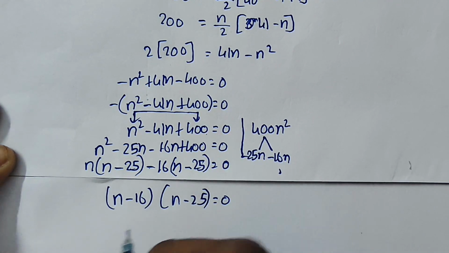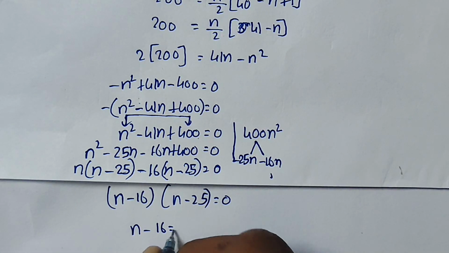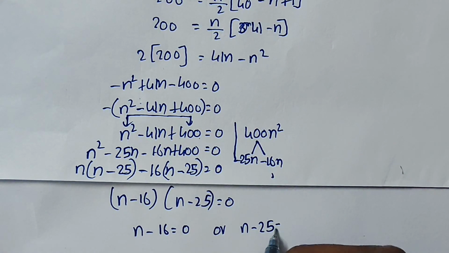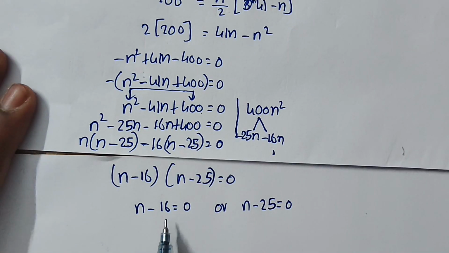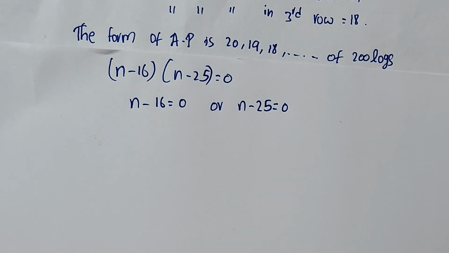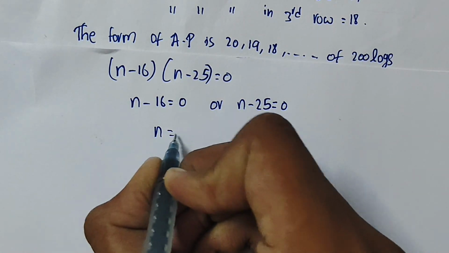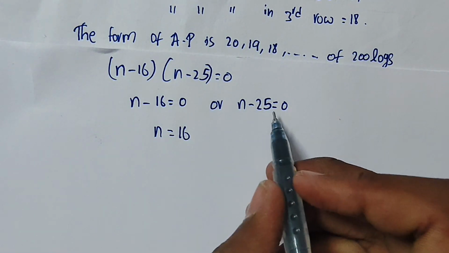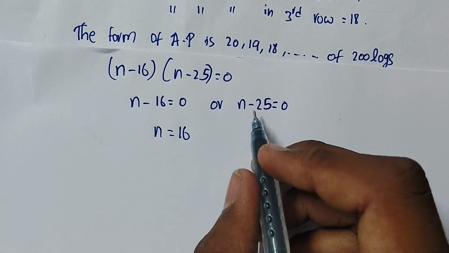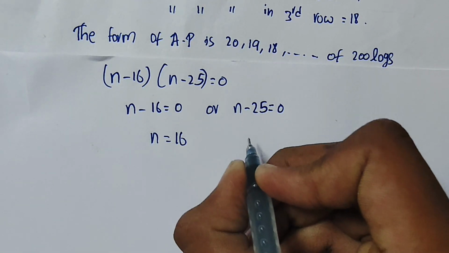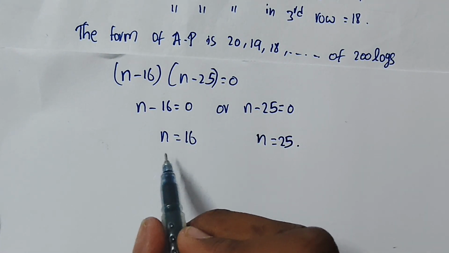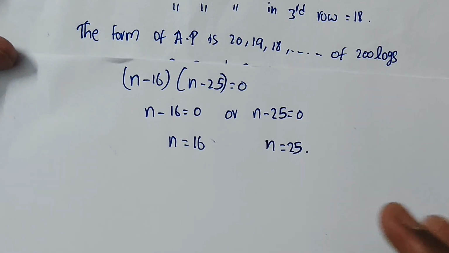So we can write this as n minus 16 is equal to 0, or n minus 25 is equal to 0. In n minus 16 is equal to 0, if we transpose minus 16 to the right side, it becomes plus 16. So n is equal to 16. In n minus 25 is equal to 0, if we transpose minus 25 to the right side, it becomes plus 25. So n is equal to 25. Understand? So we got two possibilities, but we have to check once.